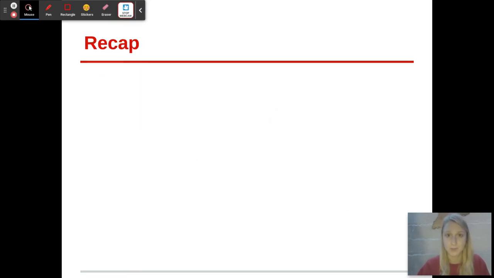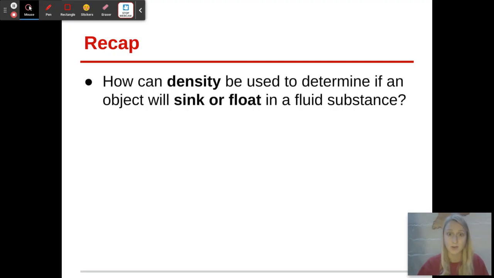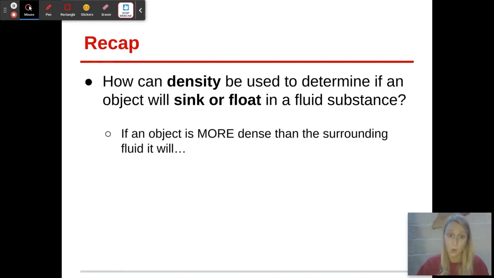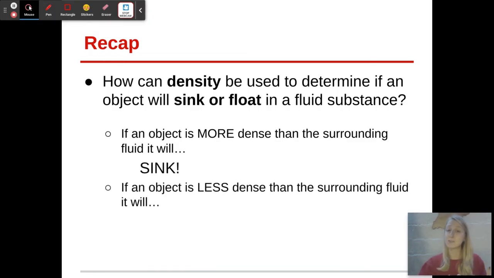So let's recap. This is a pretty simple concept, right? How can density be used to determine if an object will sink or float in a fluid substance? Well, if the object is more dense, it will do what? Float or sink? It's going to sink. If the object is less dense, what's it going to do? It's going to float. Pretty simple. That's really all we need to know here. I think you guys can handle this one.